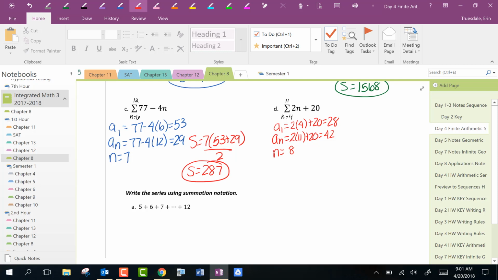Okay, so for the first term, I had to plug in 4, not 1, because it's starting at 4, and so I get 28. For the last term, I'm going to plug in 11 and get 42, and then there's 8 terms between 4 and 11. Questions on that?